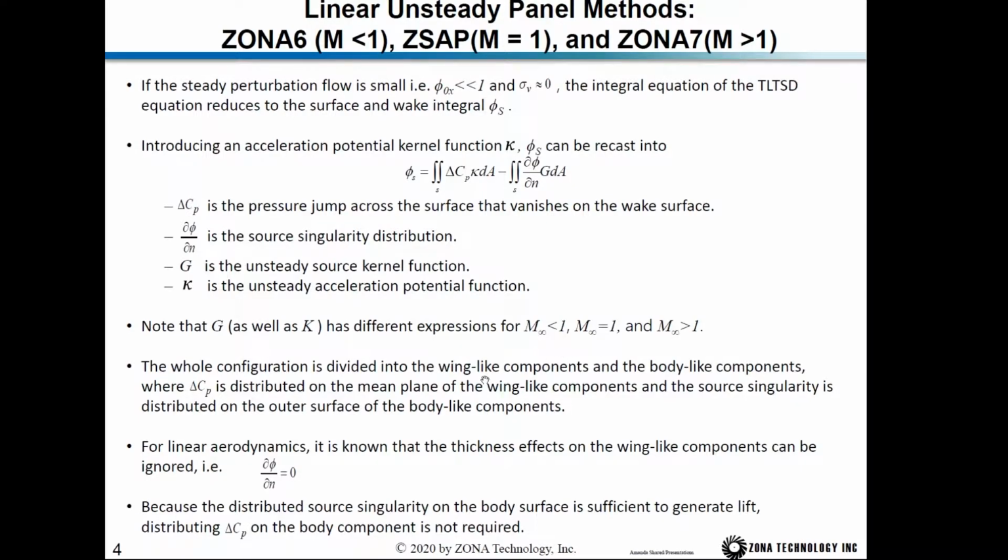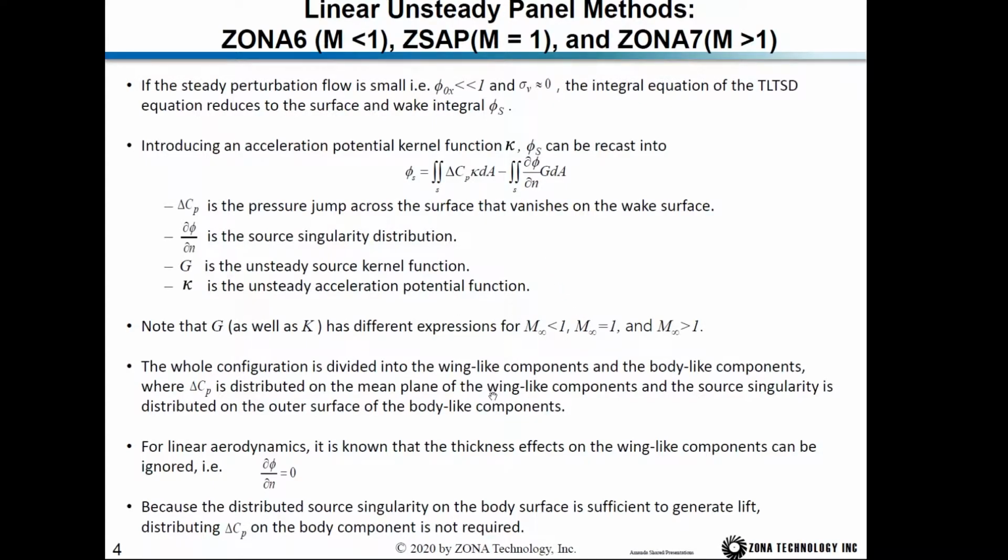So the whole configuration is divided into wing-like component and body-like component, and we distribute the delta Cp on the wing-like component and the source singularity on the body-like component. And so how do you distinguish the wing-like component and body-like component? Any aerodynamic component whose cross section is of airfoil-like section can be defined as a wing-like component, because the airfoil-like section satisfies the Kutta condition, and it becomes a good lift generator. And the body-like component does not generate that much lift.